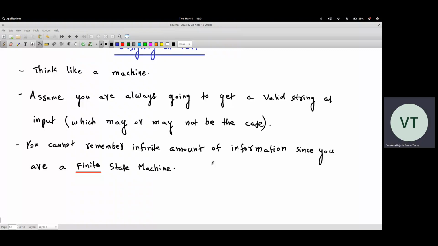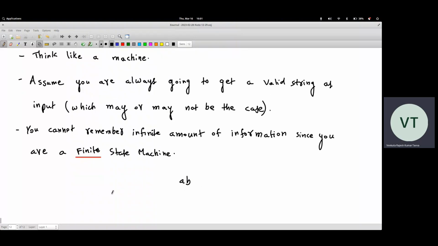Suppose I tell you, build a machine which reads only the string AB. This machine will look something like this: one state, I read an A, I go to another state, I read a B, I go to the final state. Suppose I want to build a machine which reads AAA. Then I build a machine which reads an A, goes to the next state, again reads an A, goes to the next state, again reads an A, and then goes to the final state, right? So it seems like for each string I need a different machine.